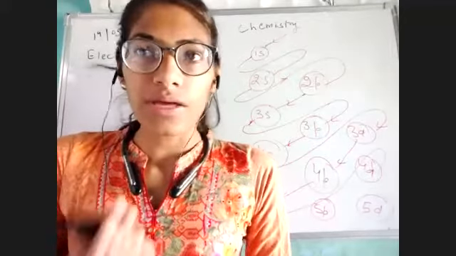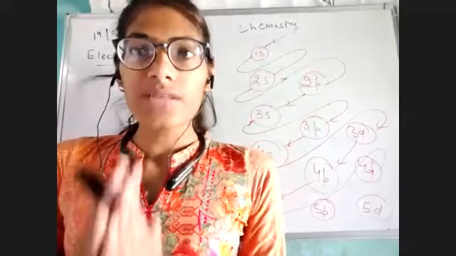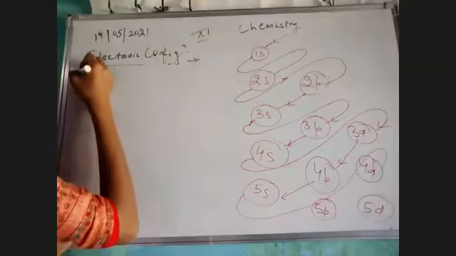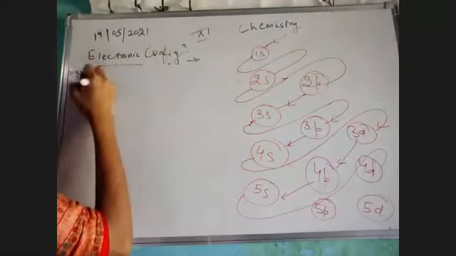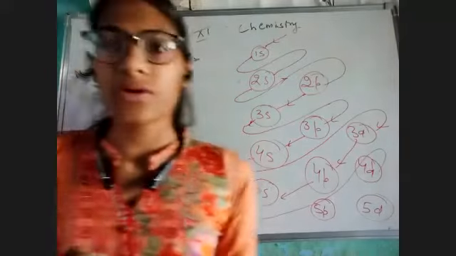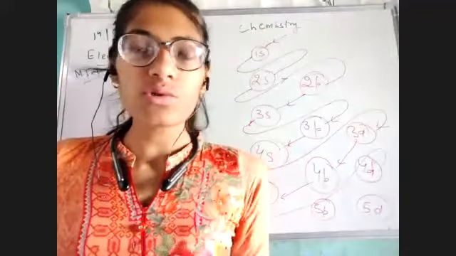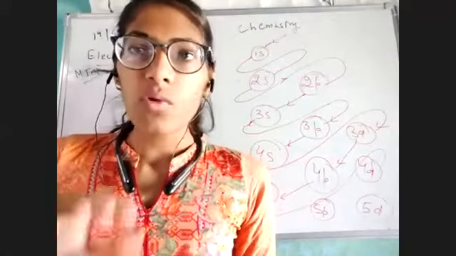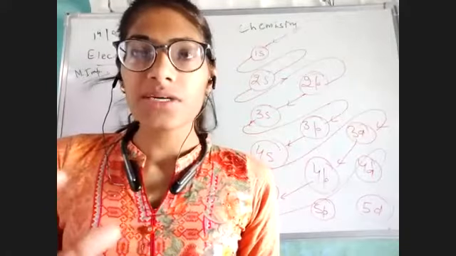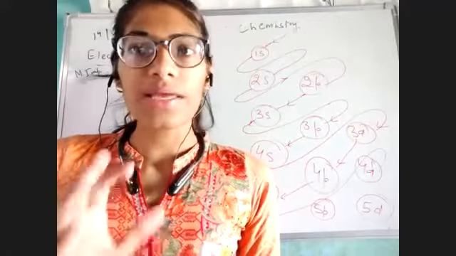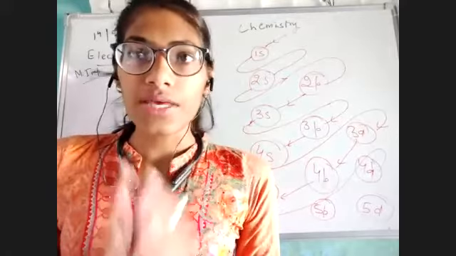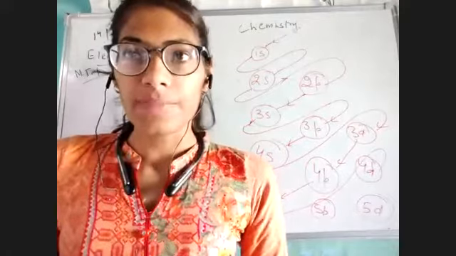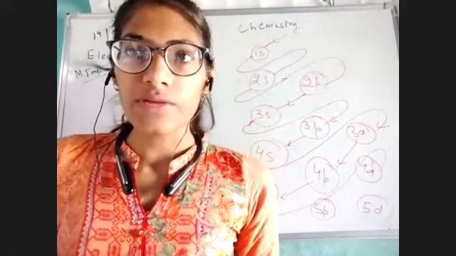Okay class, as I have already told you, electronic configuration is the most important topic of chapter number 2. It is the last topic and the most important topic of this chapter. It is not only important from your exam point of view, but also for your whole chemistry. As long as you keep studying chemistry, you will keep getting the topic of electronic configuration. So keep in mind that electronic configuration is a super easy and super important topic. So we will start with it.